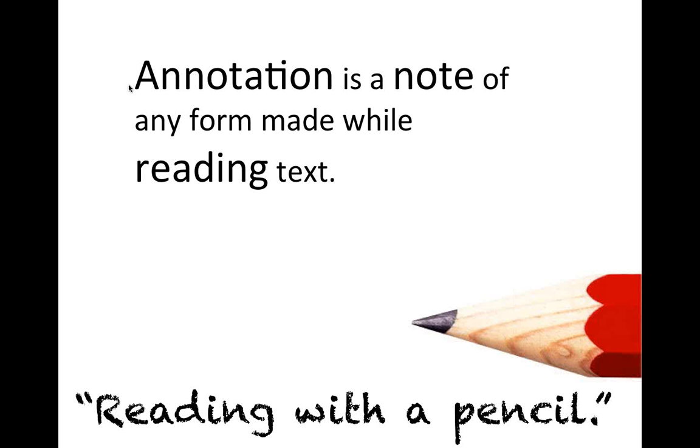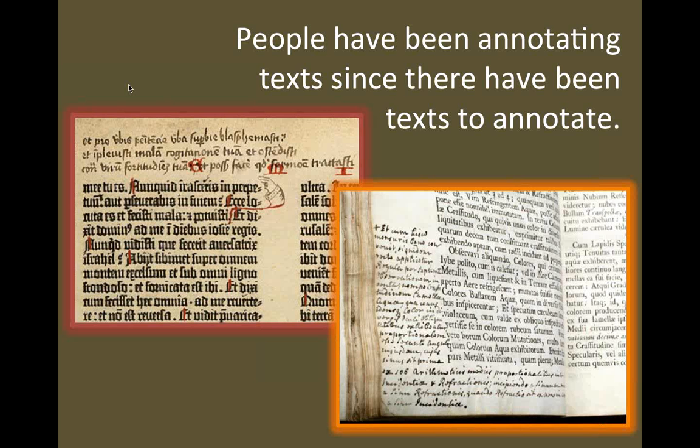An annotation is a note made while reading. Mortimer Adler strongly suggested that we annotate with pencil so we can go back and revise our annotations as we learn more. I still see students using pens and highlighters and stylus for their tablets, but ideally it would be reading with a pencil. People have been annotating text since there have been texts to annotate. These are historical museum documents, and you can see the margin notes. We've been doing this for decades.